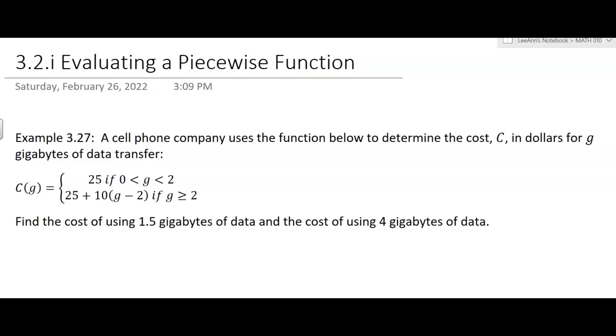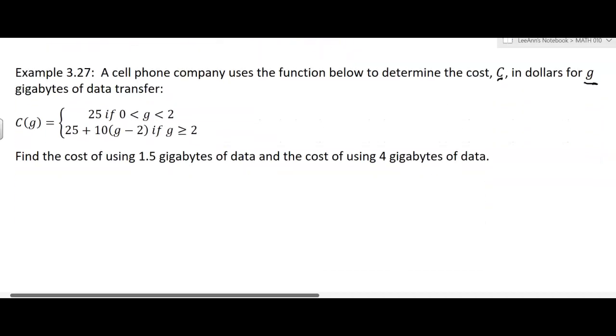Okay, so it says a cell phone company uses the function below to determine the cost, C, in dollars for G gigabytes of data transfer. Scroll that up. Okay, and then here's the piecewise function. It says find the cost of using 1.5 gigabytes.